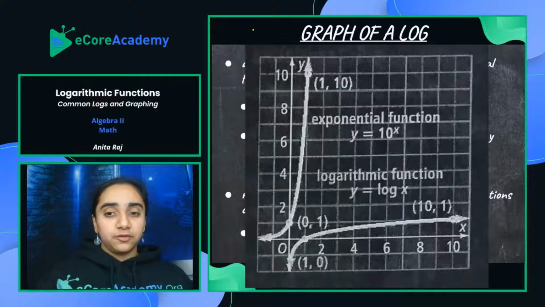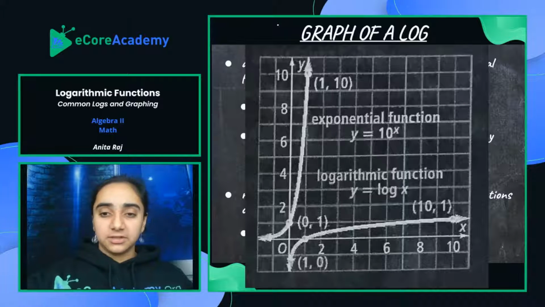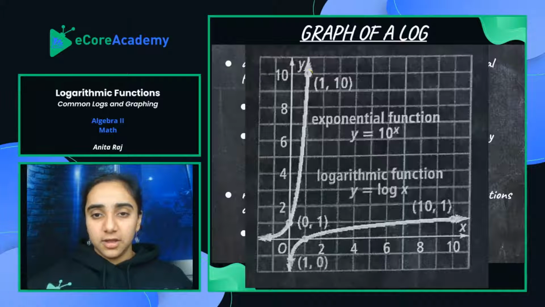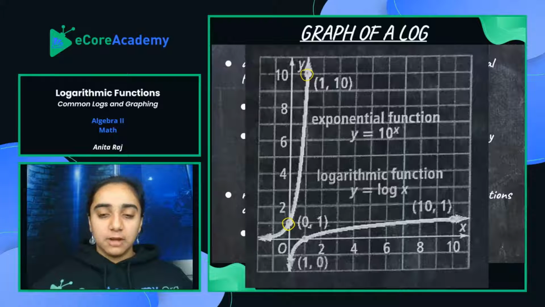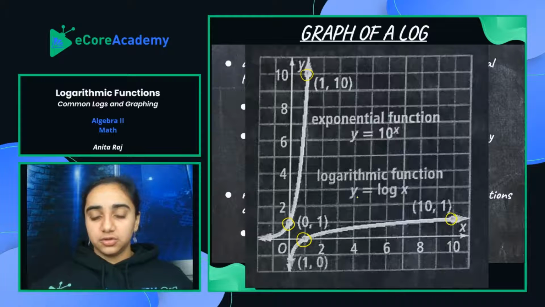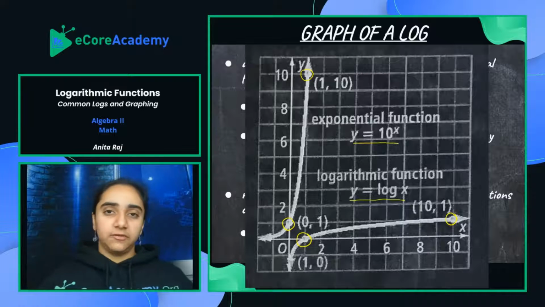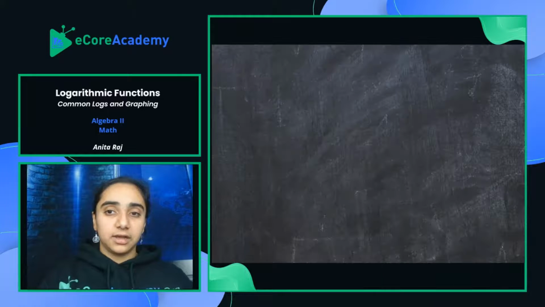You have the exponential function y equals 10 to the power of x. You also have the point (1, 10) up here, and then you have the point (0, 1) down here. If we swap the positions of the x-coordinate and y-coordinate, you're going to get the point (1, 0), and you're also going to get the point (10, 1). And that belongs to the logarithmic function, which is the inverse of y equals 10 to the power of x, the exponential function. So that was what we were talking about on this slide.